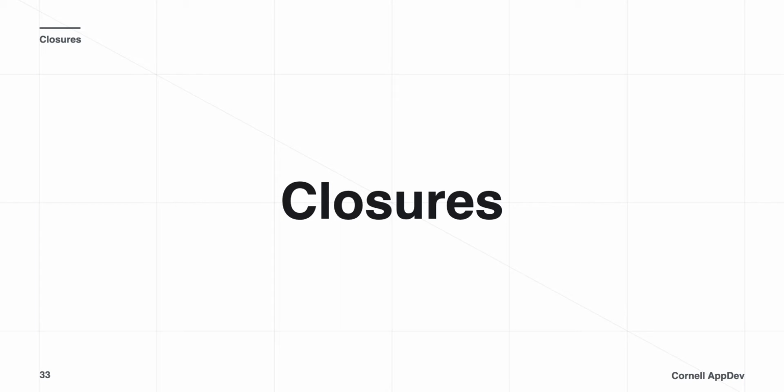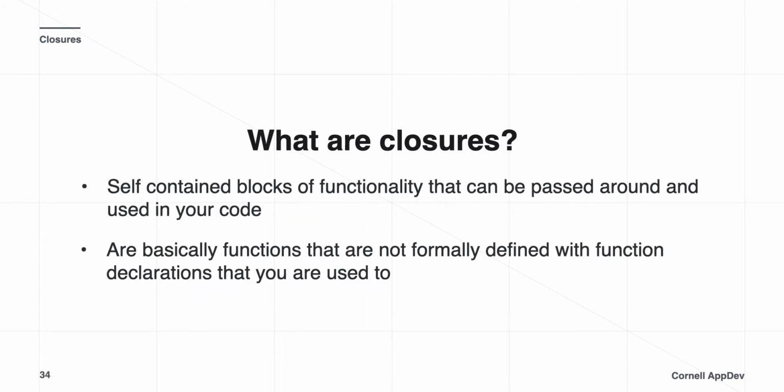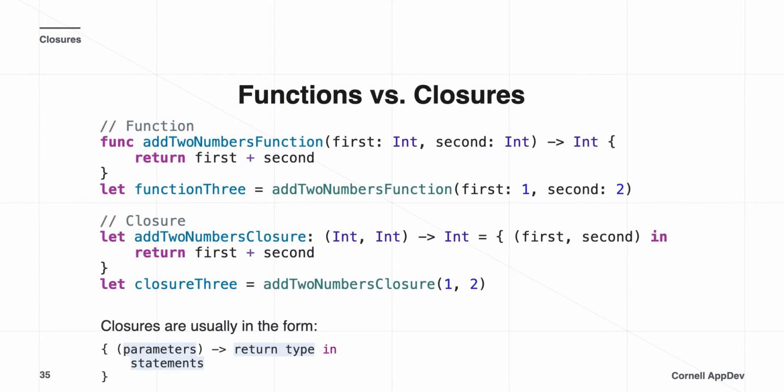And then next we'll talk about closures. So closures, we're going to use a lot for networking, so it'll just be nice to know what they are. And you have an extra credit assignment for this week that's going to be on closures. So what are closures exactly? They're basically just a block of functionality that can be passed around and used in your code. They're basically like functions, but you write them differently. We can look at an example.